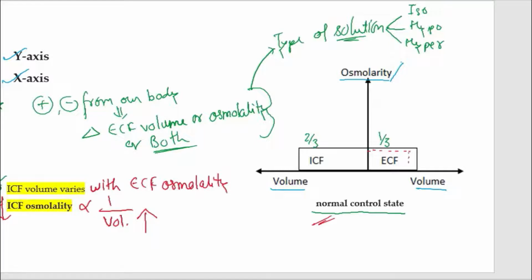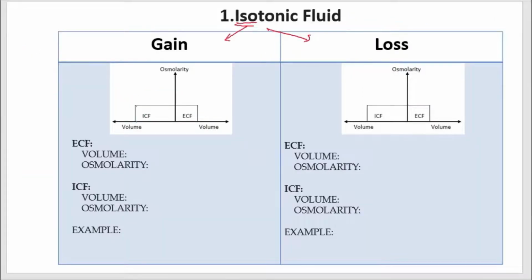For your better understanding, the dotted line means the change in the volume and the osmolarity. I will dictate in further videos. So basically, first, when we take isotonic solution, a gain or loss, then what happens when the isotonic solution is gained in our body?